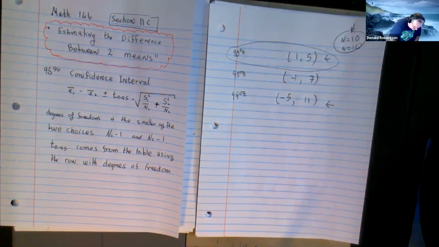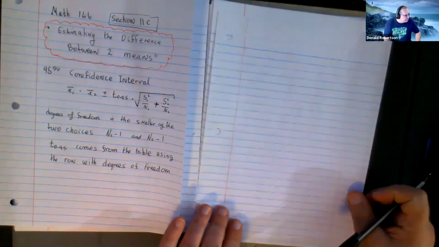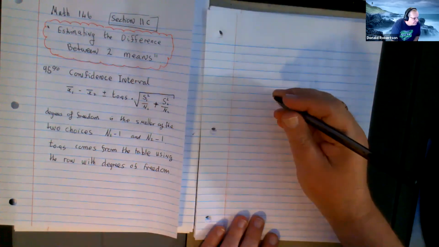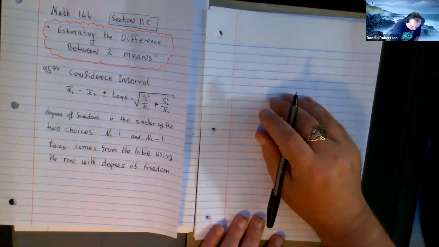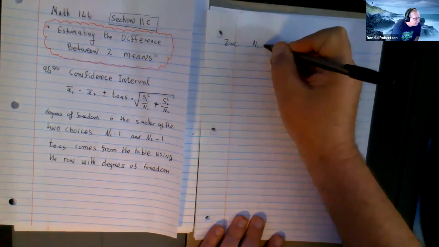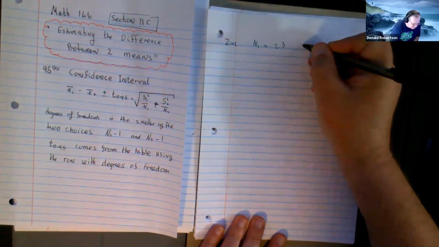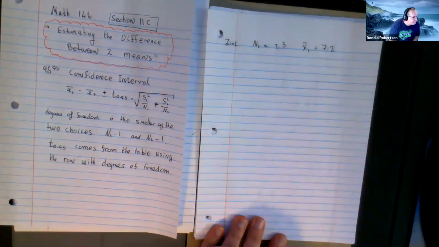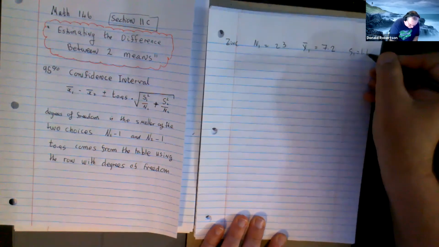Okay, next story then. This is similar to question 2. Volunteers who developed a cold within the last 24 hours were randomly assigned to take zinc or a placebo. Okay, it sounds like a double blind. The first group, the ones who took zinc, there were 23 participants, and the mean number of days it took them to get over the cold was 7.2 days, and their standard deviation was 1.6 days.